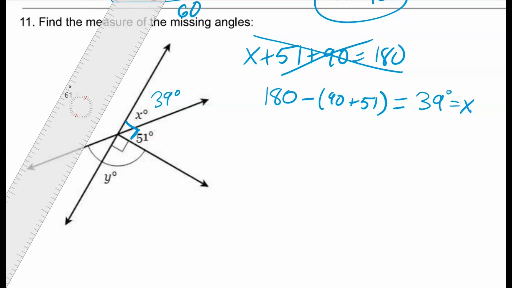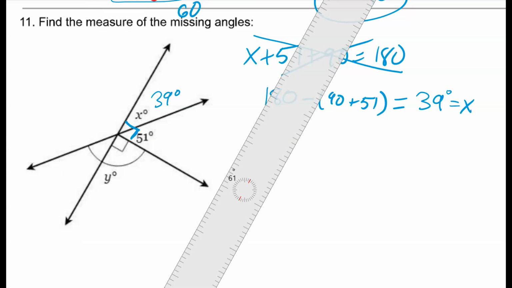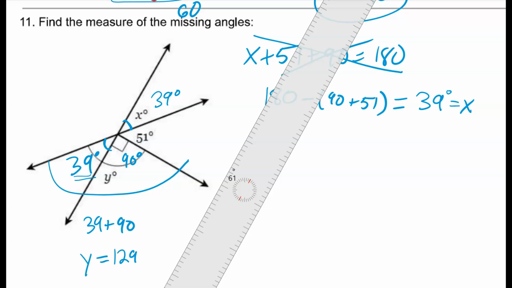So I have x, and if I'm thinking about vertical angles, remember that anytime two straight lines intersect, the angles on the opposite side, which I call the bow tie angles, or the vertical angles, which is the specific name, are always congruent. So if one side's 39 degrees, the other side can be 39 degrees too. So to get y, which is this full angle right here, I already know this piece is 90, I know the other piece is 39, so I can sum those together to find that y is equal to 129 degrees.